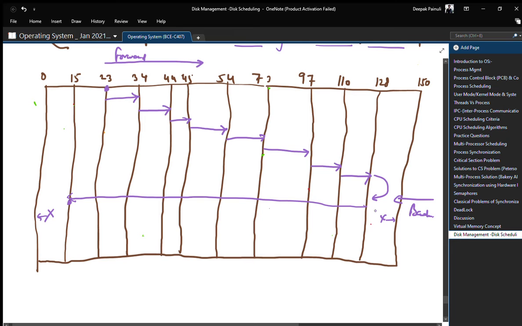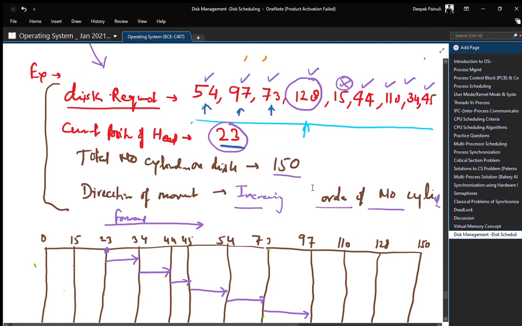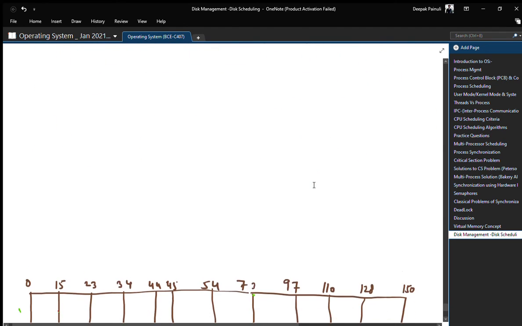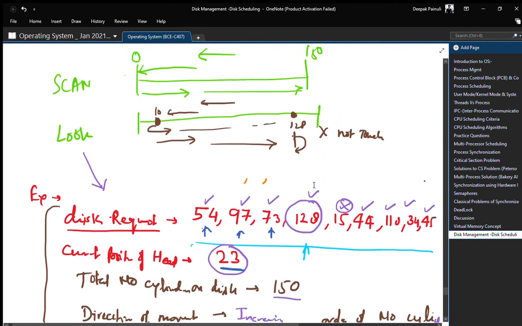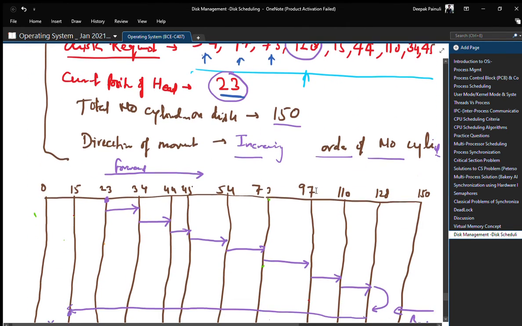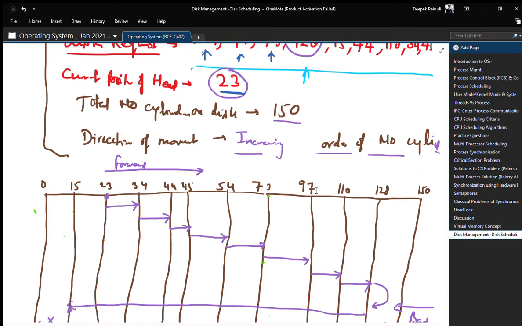This is the difference between scan and look. That means we are looking for only those which are in our disk request queue. So I think you understood it, right? So this is the look algorithm, where we don't touch our boundary, we will just look at the requests, and before starting the pass in that direction we will check which are the requests we should consider under this pass, and which are the requests we should cover in the next pass.